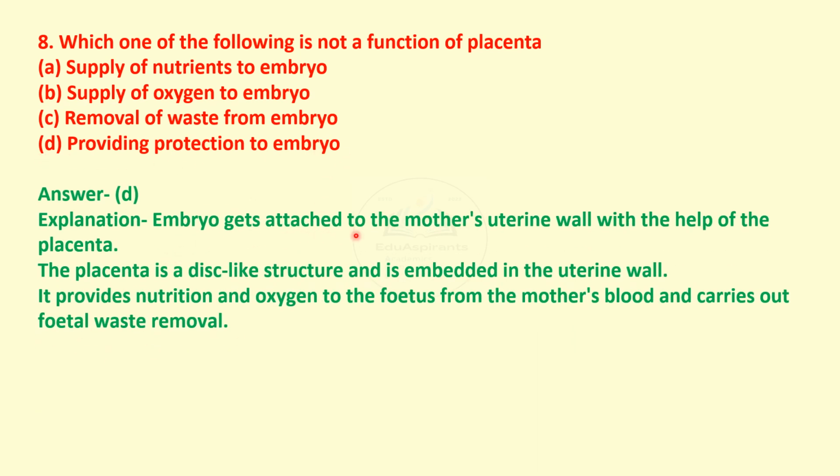How? Embryo gets attached to the mother's uterine wall with the help of the placenta. The placenta is a disc-like structure and is embedded in the uterine wall. It provides nutrition and oxygen to the fetus from the mother's blood and carries out fetal waste material.